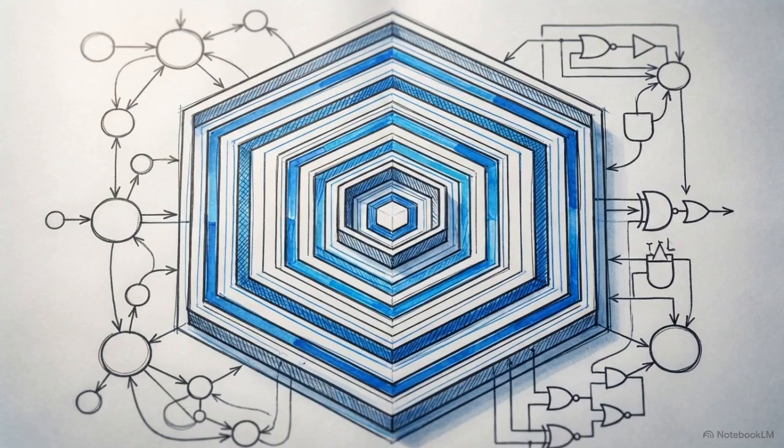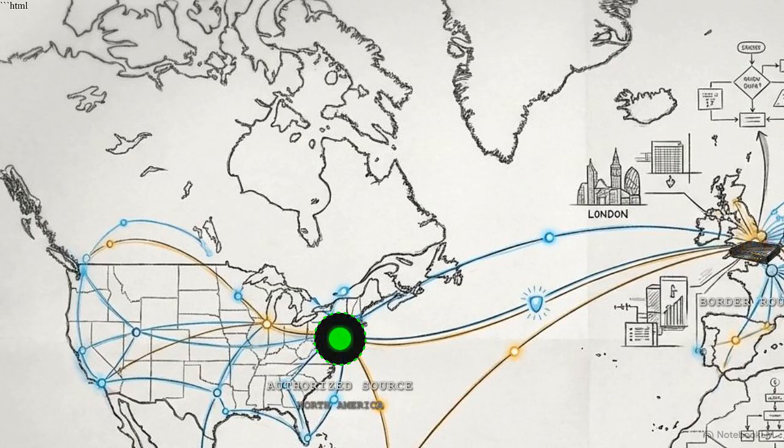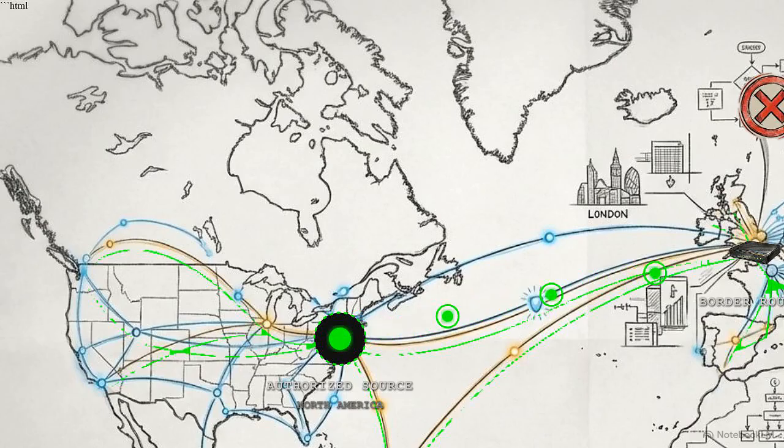Administrators must implement a multi-layered defense strategy focused on explicit authorization. The solution for validating BGP is RPKI. On our map, the border router intercepts the rogue announcement and compares it against a cryptographic certificate. Because the attacker lacks the private key, the announcement is flagged invalid and discarded, protecting the routing table.